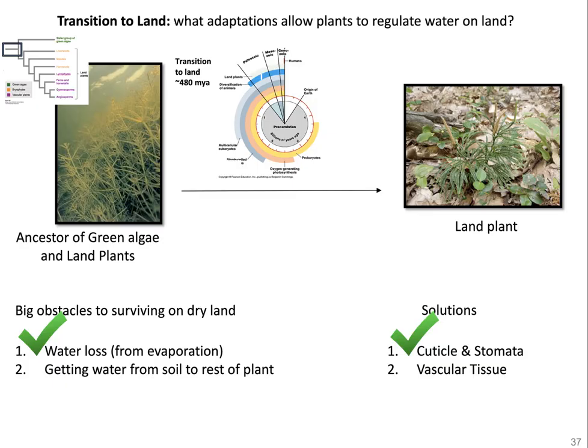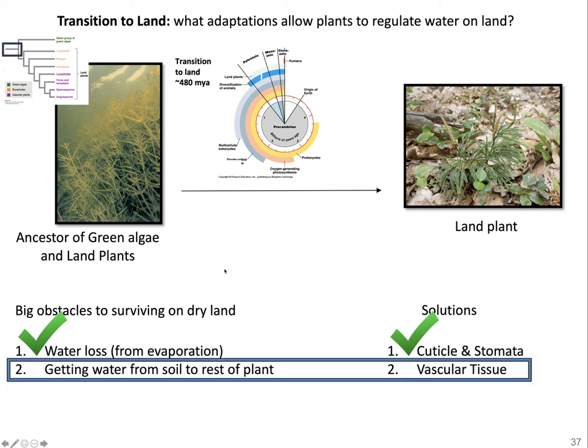And so at this point, we've talked about two of the major adaptations that allowed plants to transition onto land, specifically a cuticle and stomata that help plants deal with this major obstacle to surviving on dry land. So to summarize: cuticle and stomata help with this first obstacle, which is water loss from evaporation. What we're going to talk about next in the next set of slides is getting water from the soil to the rest of the plant and how vascular tissue has helped land plants do that.